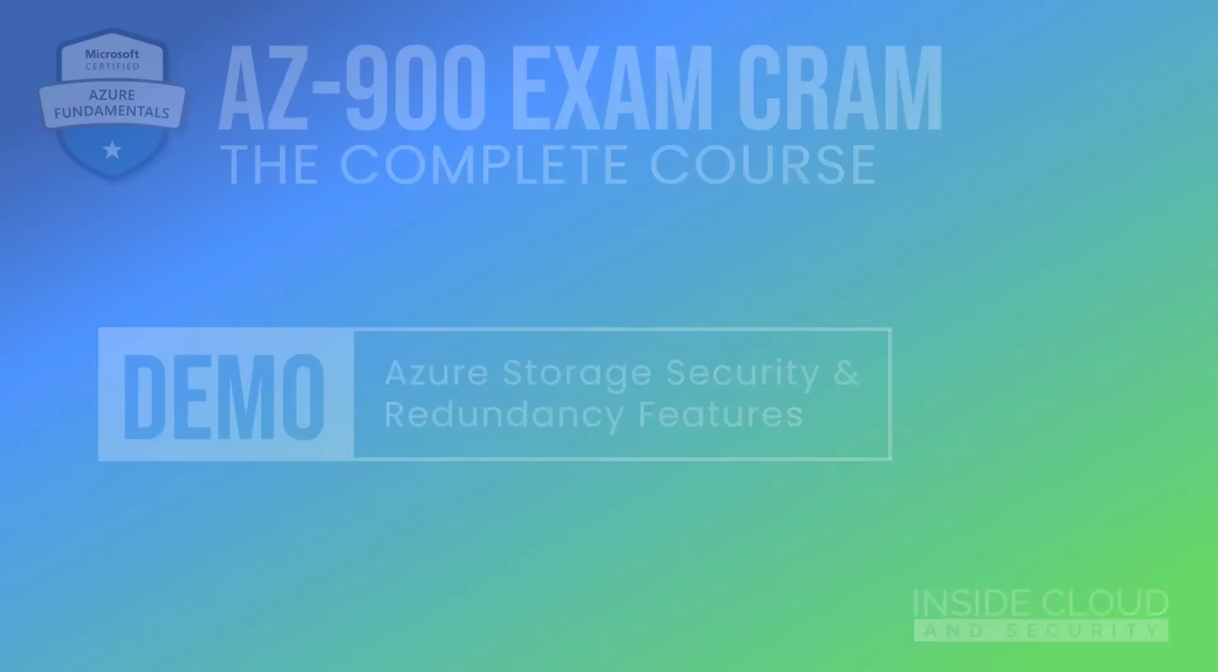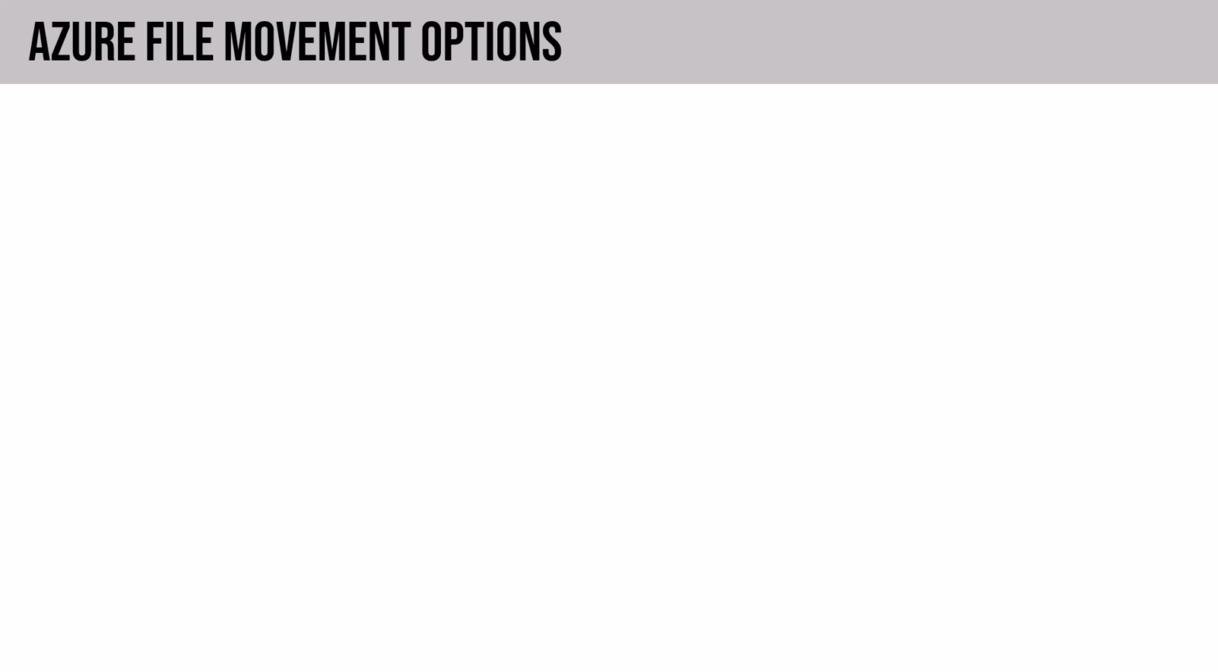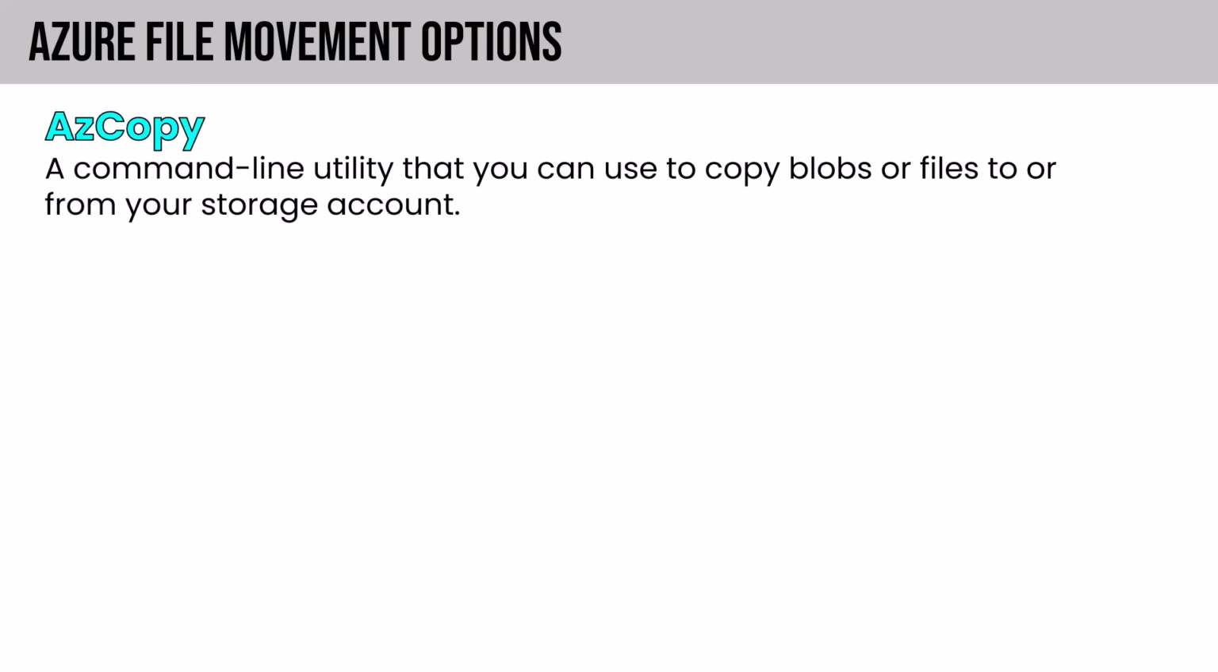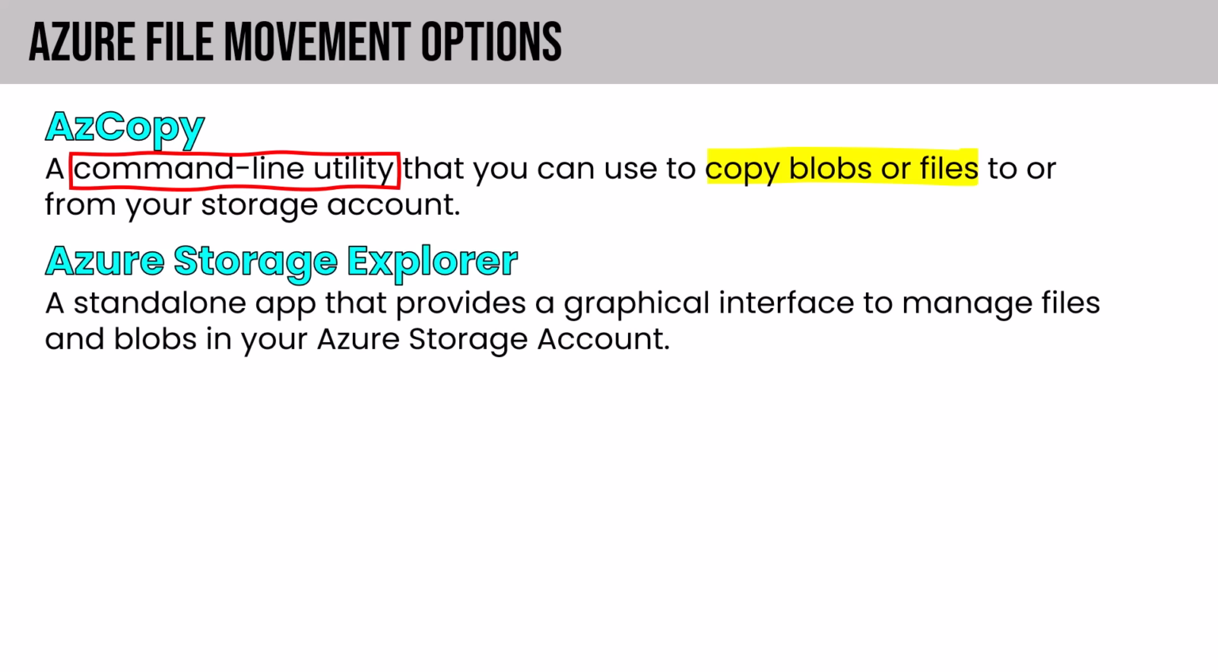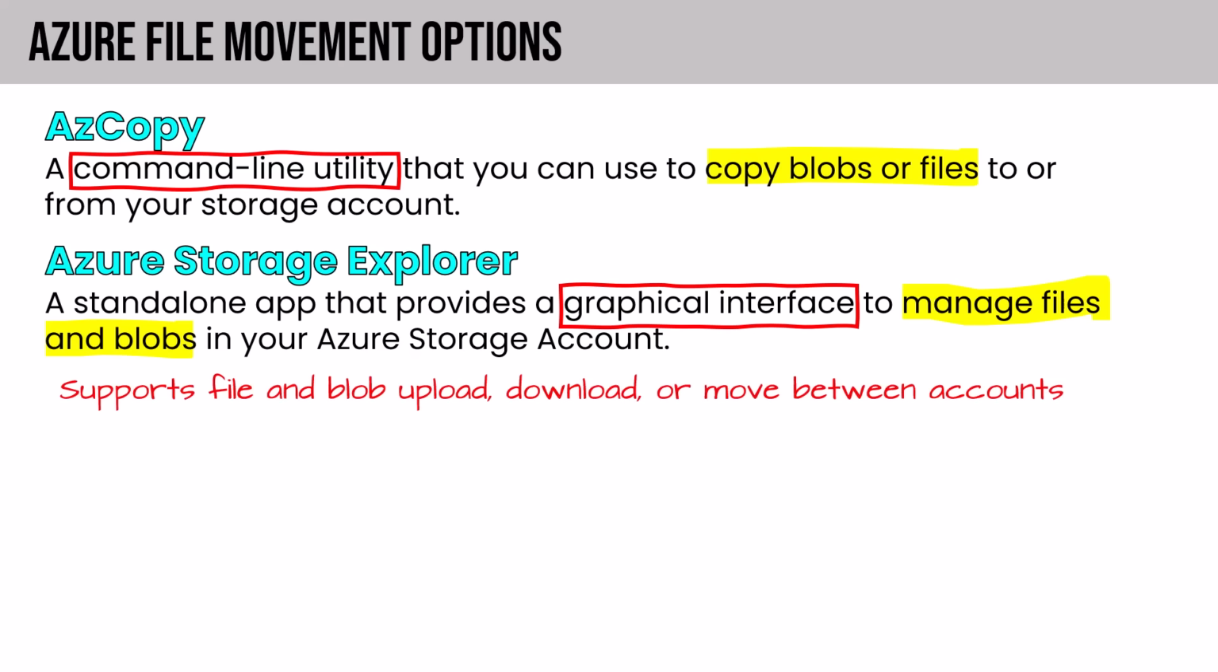Now we're going to talk through some file movement and data migration options. So the focus here is largely Azure Storage. And the first tool is AZ Copy. This is a command line utility you can use to copy blobs or files to and from your storage account. And then we have Azure Storage Explorer. This is a standalone app that provides a graphical interface to manage files and blobs in your Azure Storage account. However, it does support file and blob upload, download, or moving files between accounts.